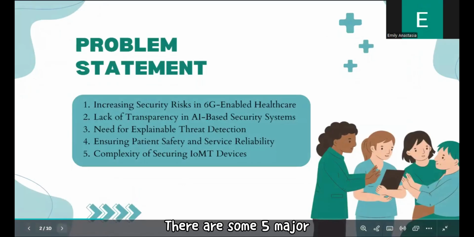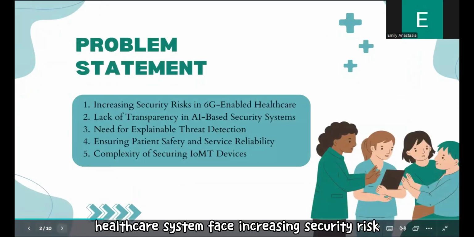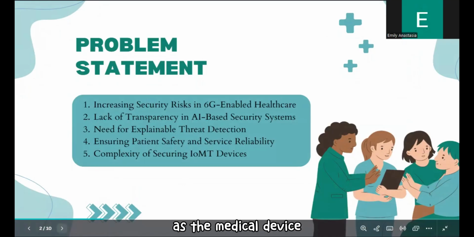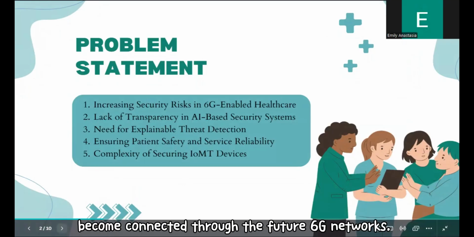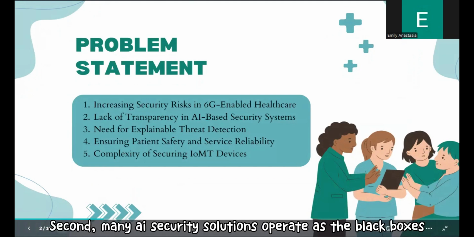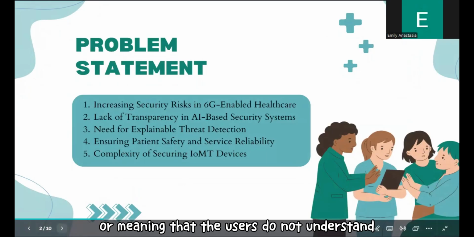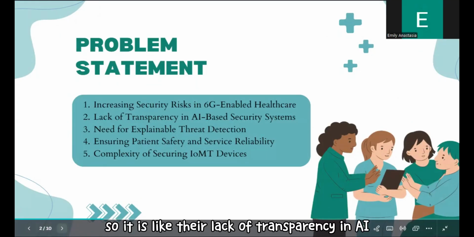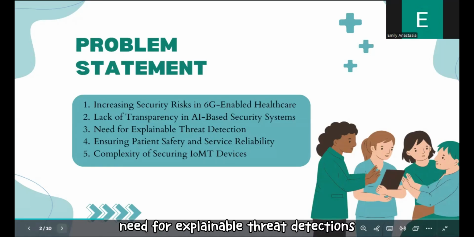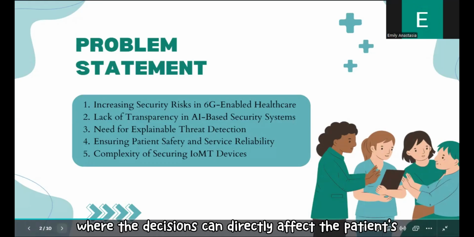There are five major challenges that motivate this project. First, healthcare systems face increasing security risks as medical devices become connected through the future 6G networks. Second, many AI security solutions operate as black boxes, meaning that users do not understand how the predictions are made. So there is a lack of transparency in AI-based security systems. The third one is a growing need for explainable threat detection, especially in healthcare, where decisions can directly affect patient safety.